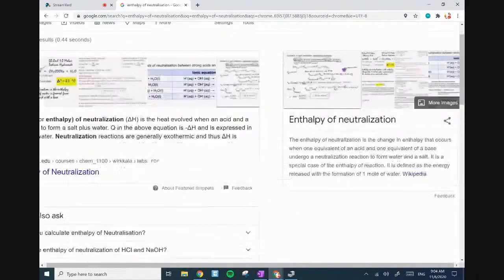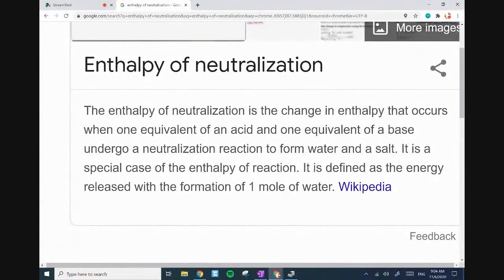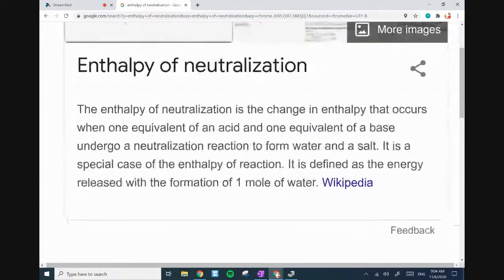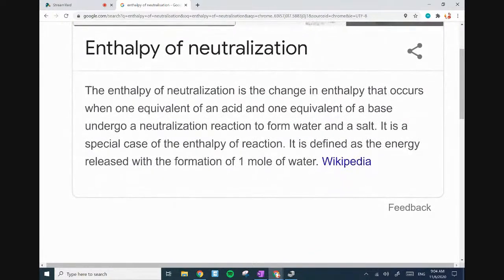There we go. Look at this one. The enthalpy of neutralization is the change in enthalpy that occurs when one equivalent of an acid and one equivalent of a base undergo a neutralization reaction to form salt and water. It is a special case where the enthalpy is defined as released when 1 mole of water is formed. Now let's convert that into the good definition that we're going to use in our exams.